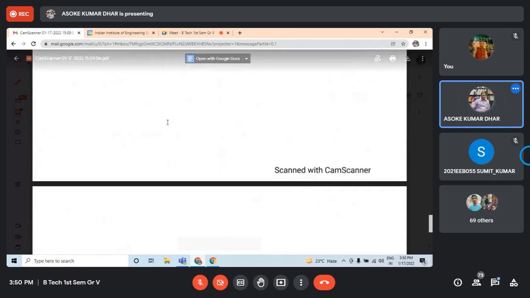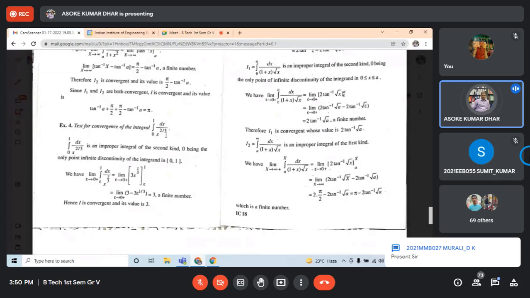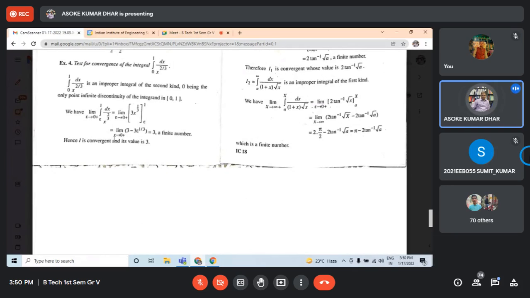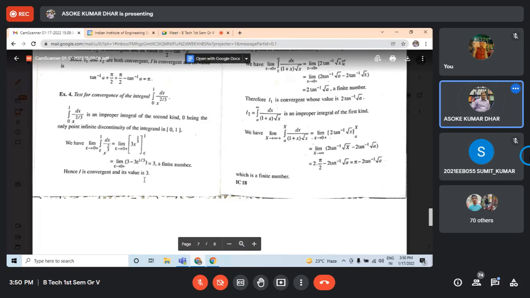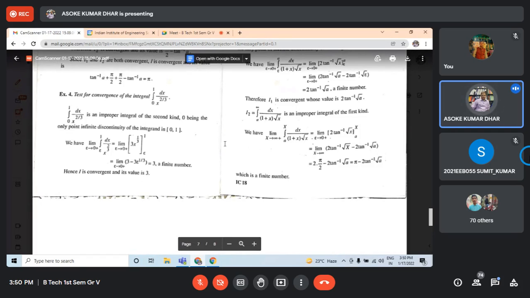Another problem. The integral from 0 to 1 dx by this. Very easy. Plain integration, putting the limit epsilon tends to 0 plus. Here we see that the lower bound function is unbounded. This is the second kind, the lower bound unbounded. So plain integration, putting epsilon tends to 0 plus, the second term vanishes, so the value is 3, a finite number, so it is convergent. The value is 3. So today I do not proceed further because the syllabus is not so lengthy.